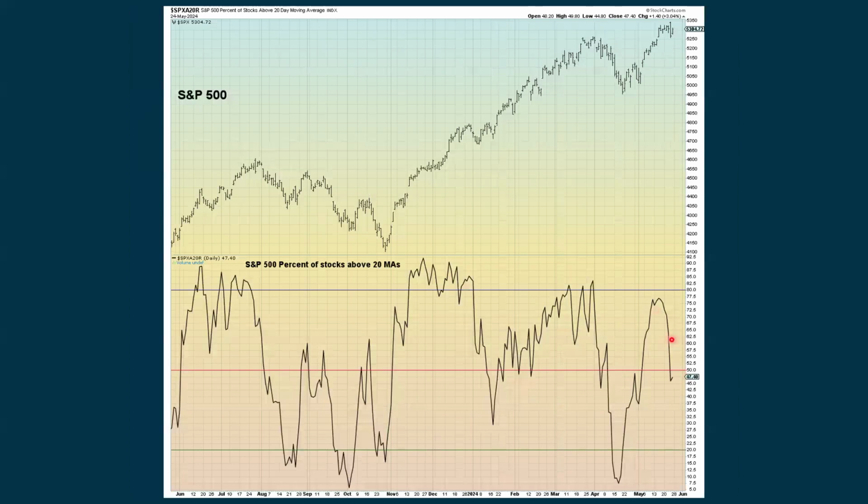And then we're below 50, although we ticked up a little bit. These are stocks in the S&P 500, and where are they in relation to their 20-period moving average? Since we dropped below 50, we're more negative. We want to see this get back above 50.